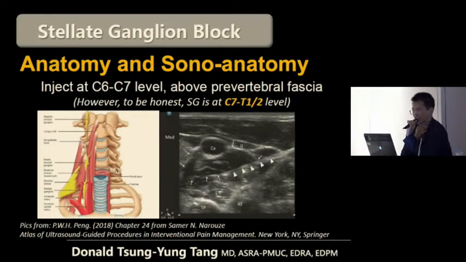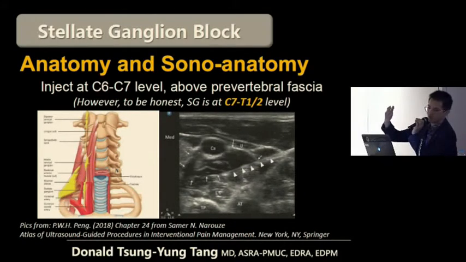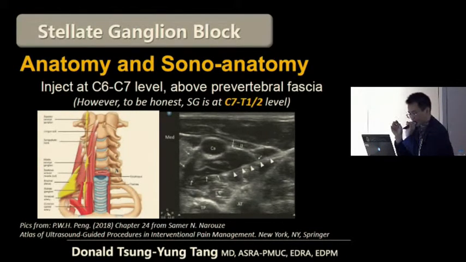Actually, we inject at the C6 or C7 level, but literally this ganglion is around the C7 to T1 or T2 level. So where we inject is actually not the stellate ganglion. We depend on the spread of injectate in the interfascial plane. So later we will demonstrate how to identify the C6 level, which corresponds to the level of the cricoid, by landmark.